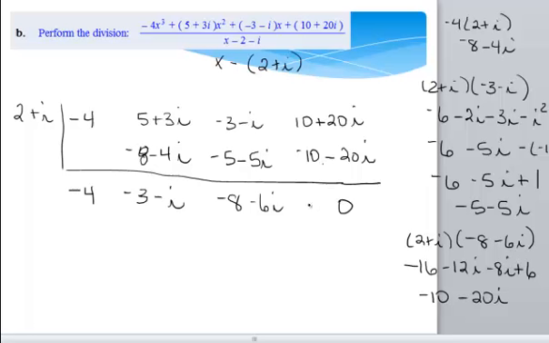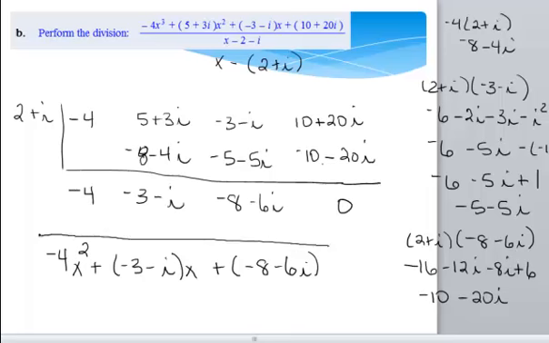So this bottom row will be your quotient. Since it has a remainder of 0, then this expression is a factor of this polynomial. So your quotient will be -4. Remember, you decrease your exponent by 1. So -4x squared plus the next coefficient, x, plus the next coefficient. This will be your quotient.